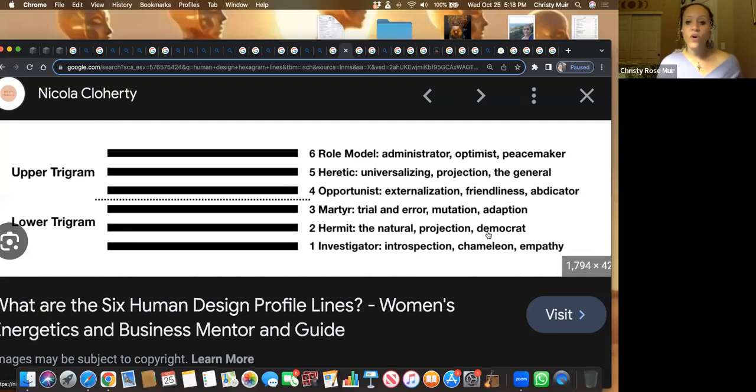They just want to have things be fair. The third line, which is the last of the lower trigram, is always going to be the martyr. And it's called that because the martyr learns through trial and error. The trial and error leads to a mutation of what the martyr knows about itself. And that allows it to be very adaptable, but not before it's gone through this experience of trial and error, which can lead to a feeling of shame. And it's that shame that leads the third line to feel as though they're a martyr.